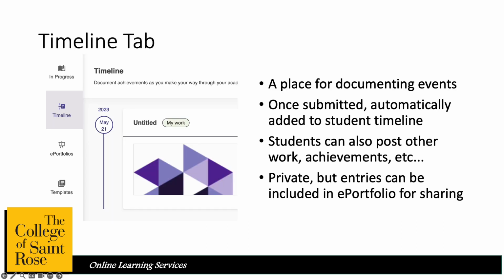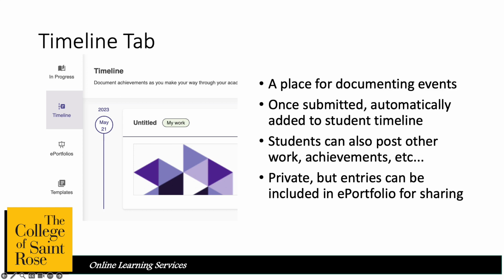Okay, so the first one is the Timeline tab, and this is a place for documenting events. When an activity is assessed, the assessment is automatically added to a student's timeline, and then students can also post other work like achievements and events, which will store and display them on the timeline. They'll be stored and displayed in chronological order, and it is private, so everybody's timeline is their own. However, timeline entries can also be included in e-portfolios for sharing with specific people or the public.